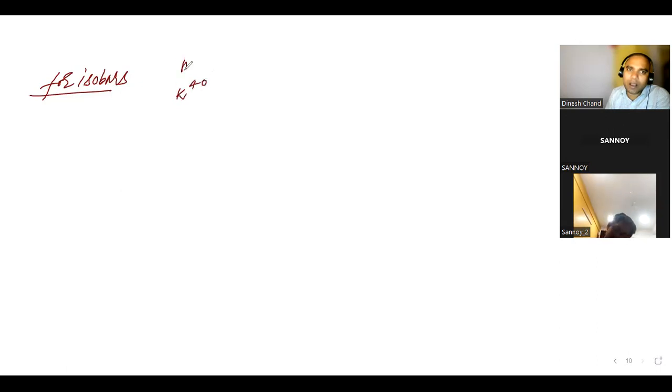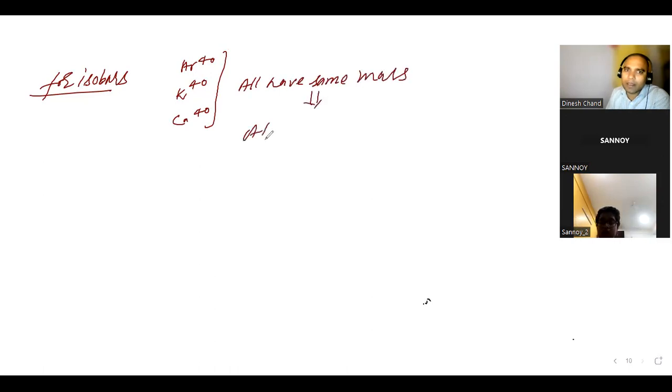Yes, sir. Now for isobars. If you talk about isobars, like potassium 40, argon 40, calcium 40, these are isotopes of potassium, one isotope is 40. They all have the same mass. So according to the law, what should be given? According to the law, all should get one place. Yes or no? Yes, sir. All should get one place. But what happened?